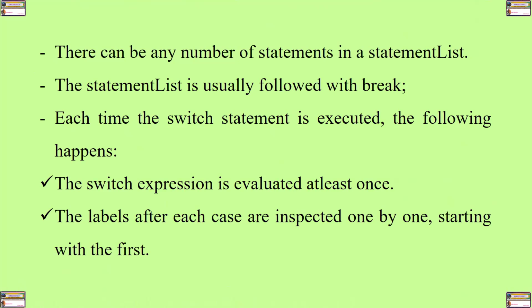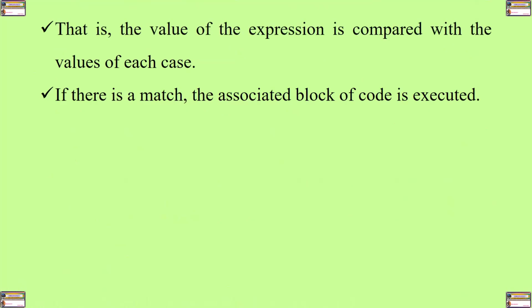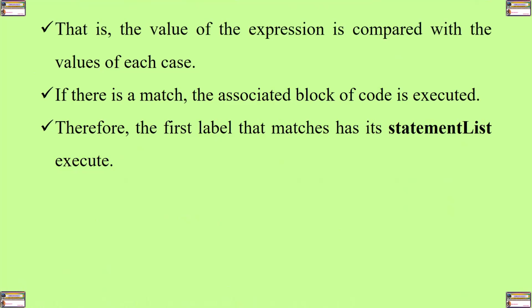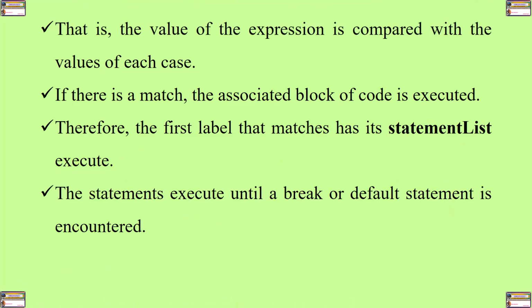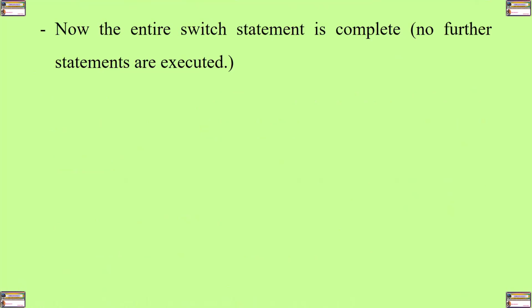The labels after each case are inspected one by one, starting with the first. That is, the value of the expression is compared with the values of each case till one of them is met. If there is a match, the associated block of code is executed. Therefore, the first label that matches has its statement list execute. The statements execute until a break or a default statement is encountered. The break and default keywords are optional.